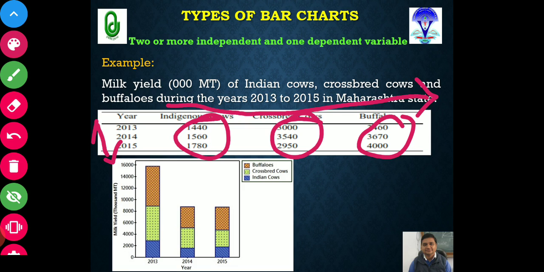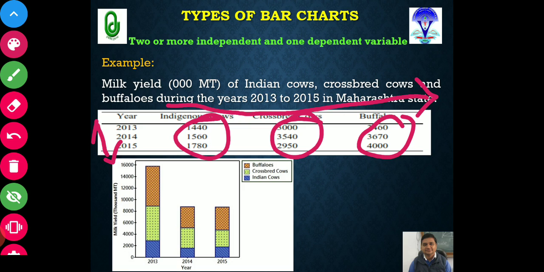So what we are doing, we are having two independent variables. The first one is year and the second one is the different categories of cow. So what they have done while preparing the graph, on the x-axis we have put the year 2013, 14, 15, whereas the second independent variable, that is categories of cow, is being adjusted in a bar itself. But the difference is that the milk production quantity is being represented by the area under the graph.